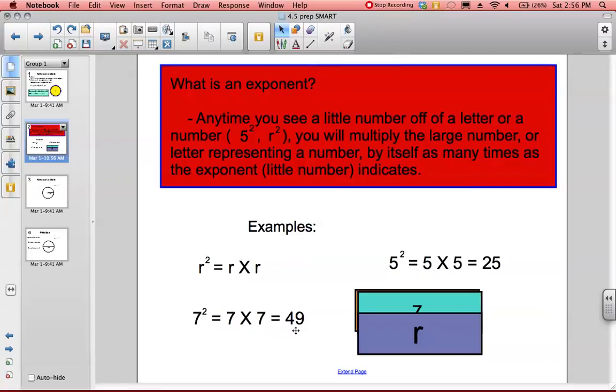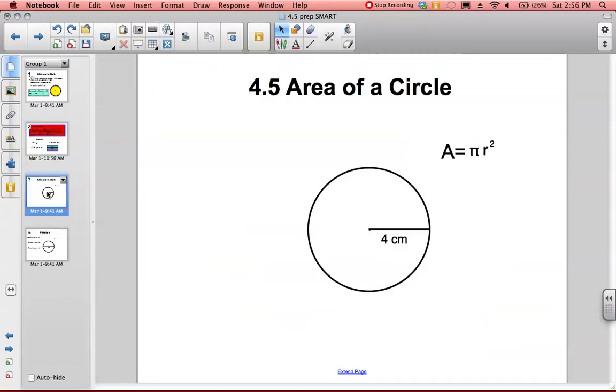So whenever you square a number, or you're asked to, you have an exponent of 2, you're taking the little number, and you're multiplying the big number by itself that many times. 7 squared, 7 2 times. Multiplying by 7 2 times. 7 times 7 is 49. So now that we're a little bit familiar with exponents, in this case we're only going to be worrying about squaring things, we're going to move on to the equation to find the area of a circle.